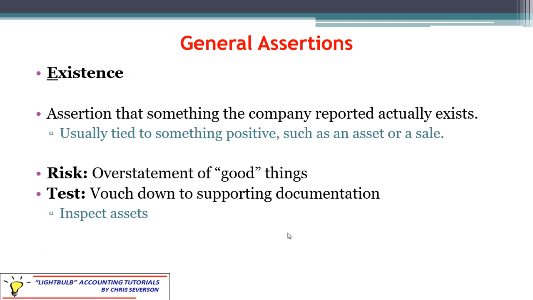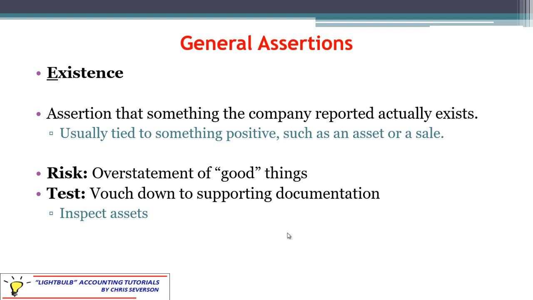Existence is actually a very important one, and this usually comes up with assets or revenues. In other words, the good things that help a company out. Because the concern here is that if management is asserting that this asset exists, this revenue exists, of course they'd want to assert that because they reported it and it helps out their balance sheet and income statement. Our concern is maybe it doesn't exist. Maybe this asset that you're reporting on this financial statement is completely made up. Maybe it just flat out doesn't exist. This piece of equipment, it could be a phony number. So we're trying to make sure it exists.